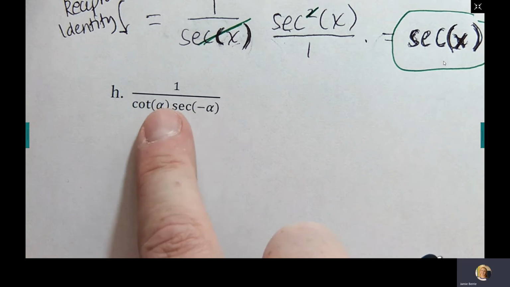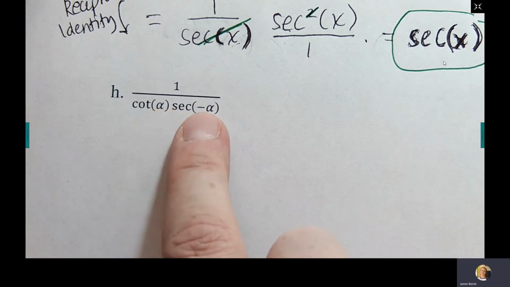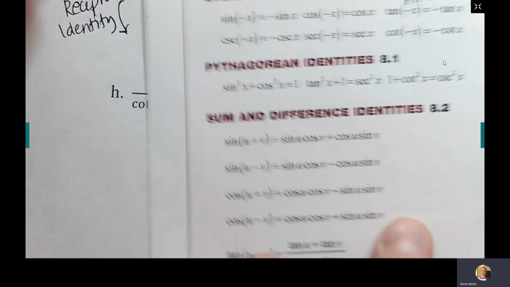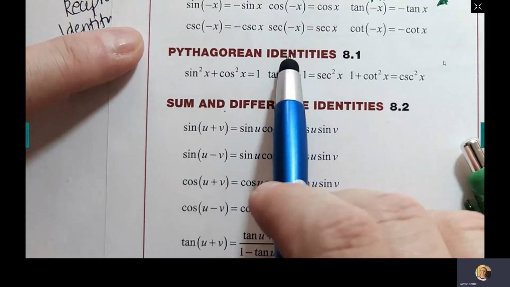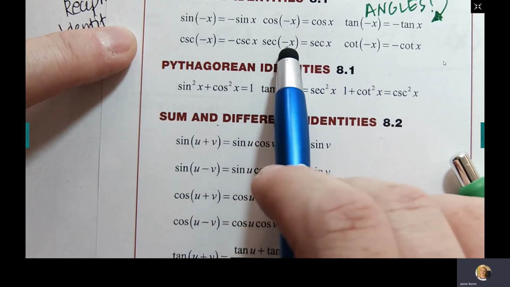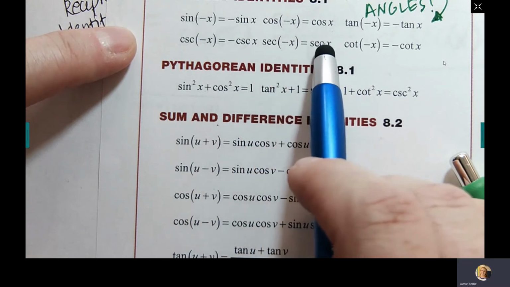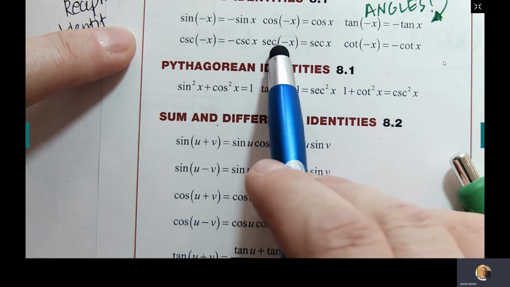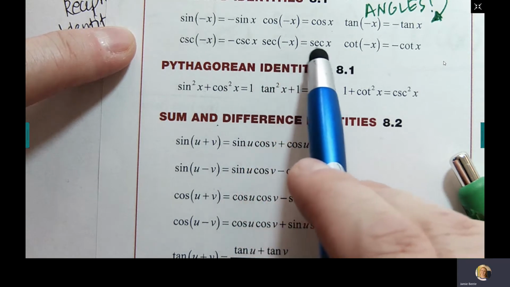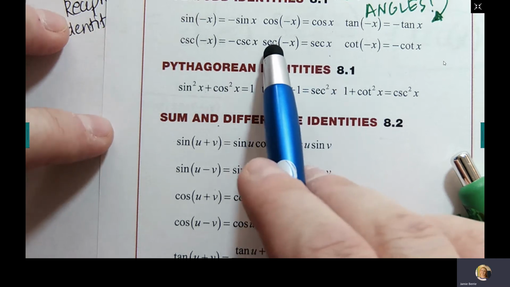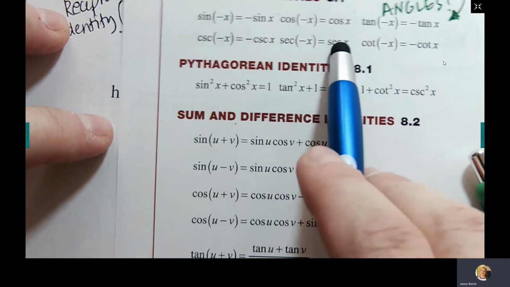So 1 over cotangent alpha times secant of negative alpha. Let's look at our even-odd identities for secant. Secant is an even function, which means that secant of negative x is the same thing as secant of x. So the negative just goes away. This is like saying secant of negative 90 degrees is the same thing as secant of 90 degrees. So they're equal, and we can change secant of negative alpha to just secant alpha.